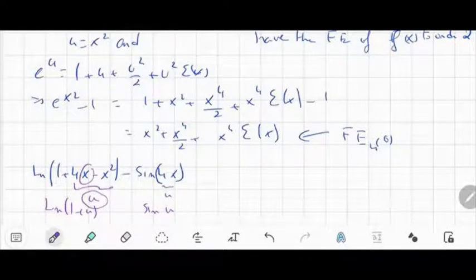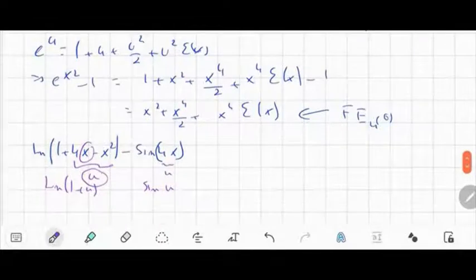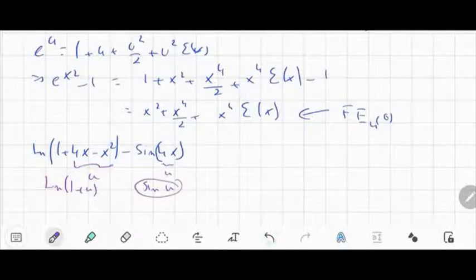So even if I go to the term u to the power 4, it will give me some x to the power 4, which will be useful to my terms. So I will go to the order 4 in ln(1 plus u) and also in sine u. So ln(1 plus 4x minus x²) minus sine(4x) will be equal to, first, the expansion of ln of 1 plus u, it starts by u, so it's 4x minus x².